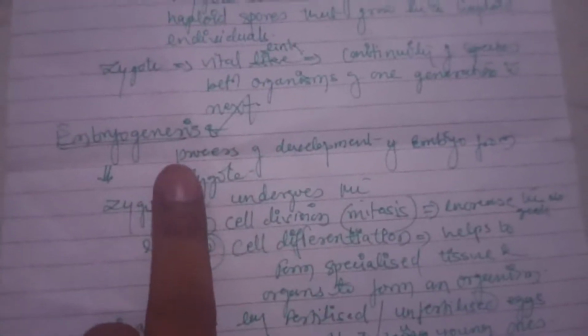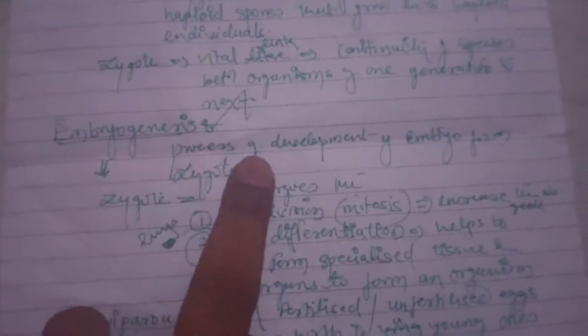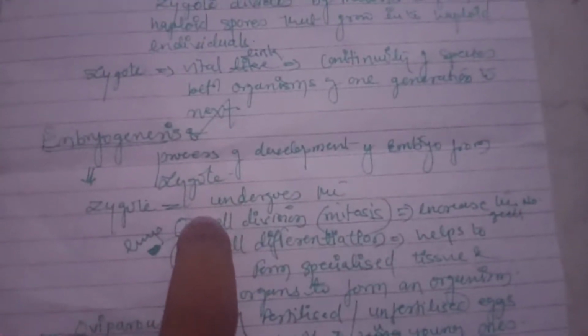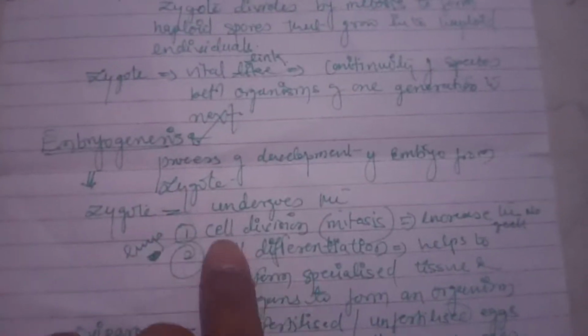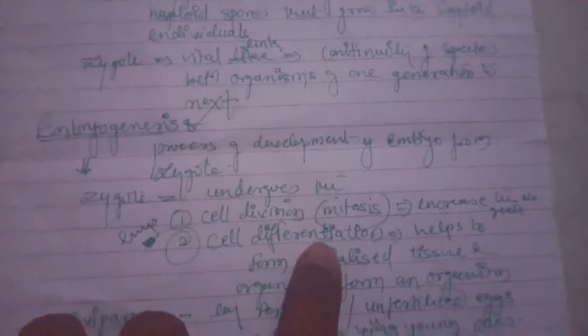Embryogenesis is the process of development of the embryo from a zygote. It is called embryogenesis. And the events are cell division and cell differentiation.